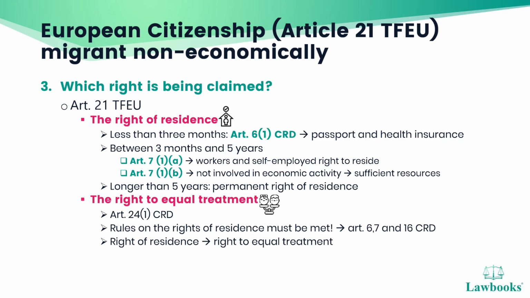And I just forgot to mention that about the sufficient resources, it's also important to not only be able to take care of yourself, but also of your family members that are with you. So that's something really important to note with the sufficient resources. If you're only able to take care of yourself, that is not enough. And when we're looking at Article 16 of the Citizens' Right Directive, we're actually looking at someone who's more than 5 years permanent resident somewhere in a certain member state.